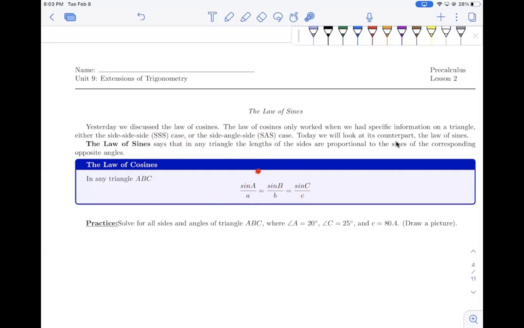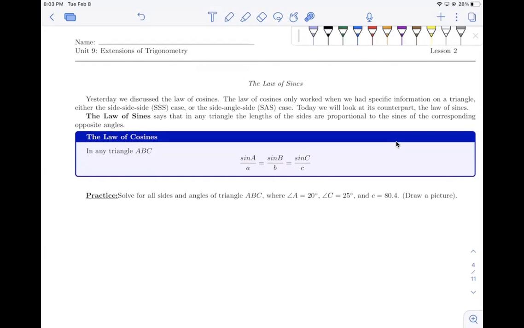It just says the sine of angle A over side A is going to be equal to the sine of angle B over side B, which is equal to the sine of angle C over side C. Since there's an equal sign throughout, they're all equal to each other, so we can still write that sine A over A is equal to sine C over C. So it's really just plugging in, similar to the other one.